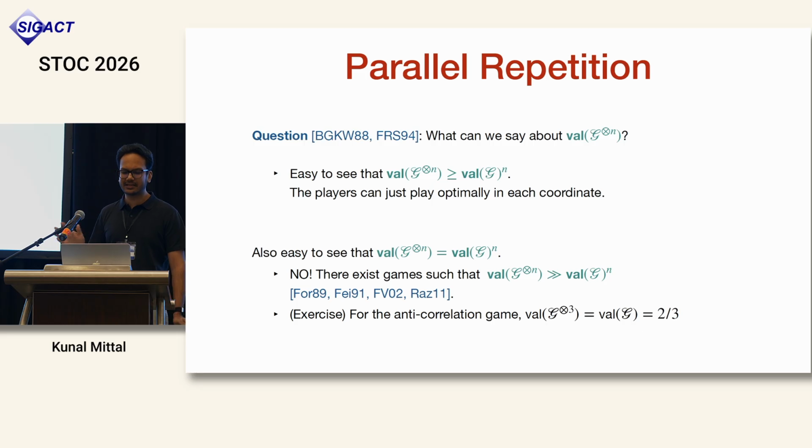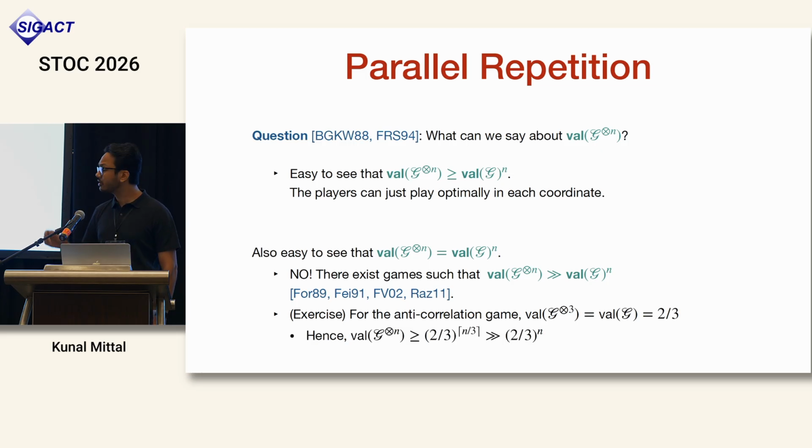For example, it's an exercise, it's not too hard. You can show that for the anti-correlation game I just showed, if you repeat it 3 times, you can get the same value. This is what Feige called telepathy in his example. And what this also shows is that the value of G to the n is at least (2/3) to the n over 3. The reason is that the players can play this strategy for 3 copies of the game, like you can divide n in blocks of 3 and do this. So it's not something just about 3. You can get asymptotically better by just doing better on a small set.